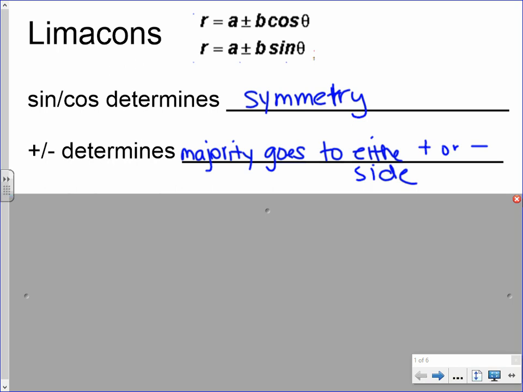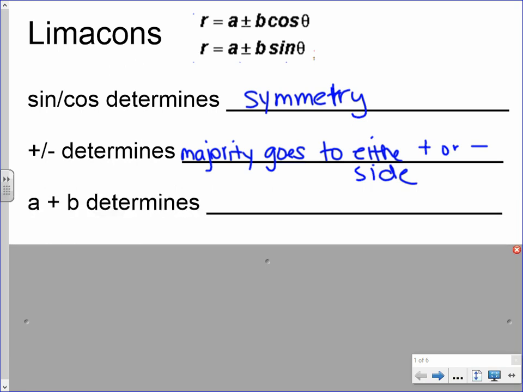If we have a limaçon that has a sine in it, then we're going to talk about up and down, right? If it's a plus B sine theta, the majority is going to be up. And if it's a minus B sine theta, the majority is going to be down. So that addition versus subtraction is going to tell us where a majority of our limaçon will be.